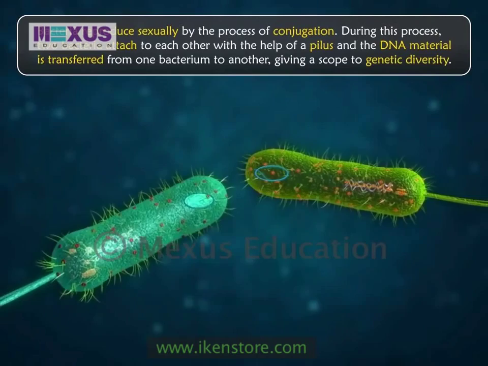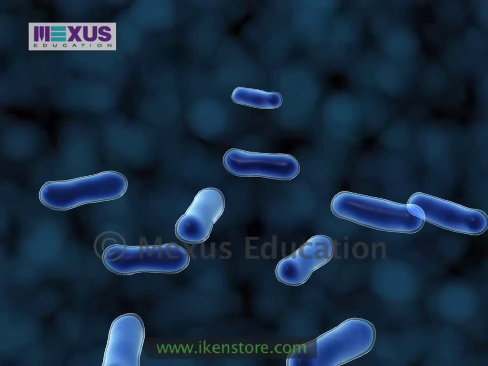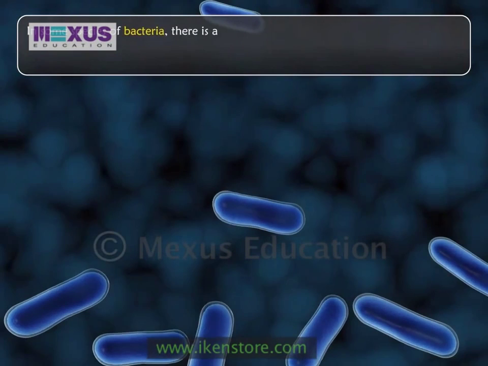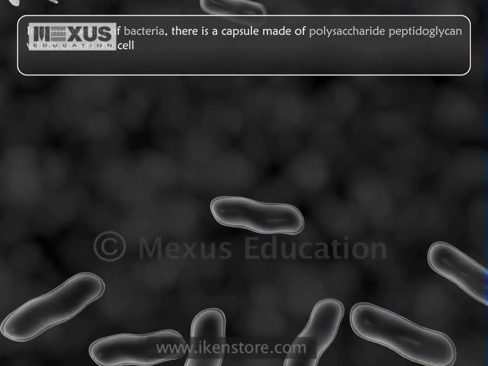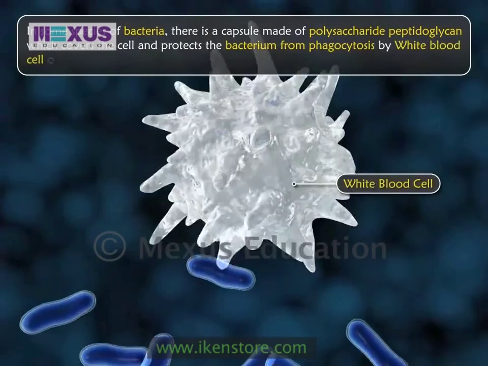Organisms in Kingdom Monera do have some means of defense. In some species of bacteria, there is a capsule made of polysaccharide peptidoglycan, which covers the cell and protects the bacterium from phagocytosis by white blood cells or from desiccation.